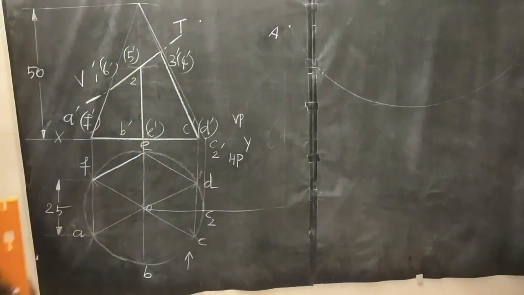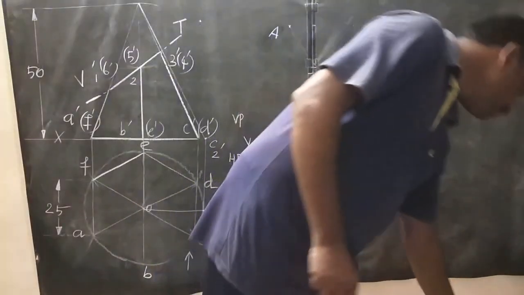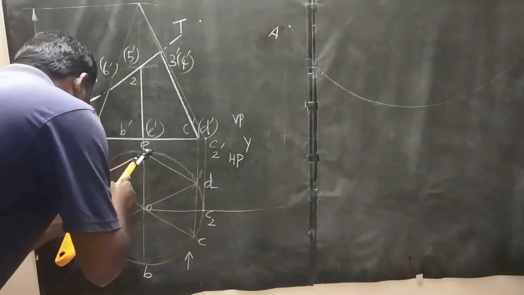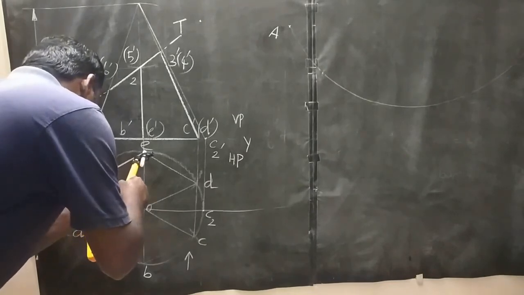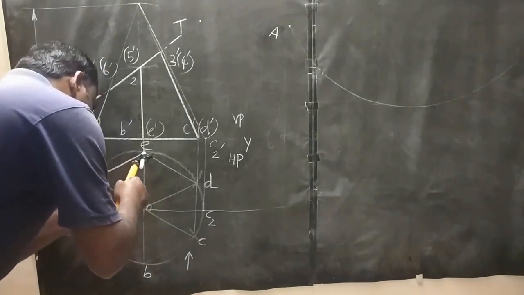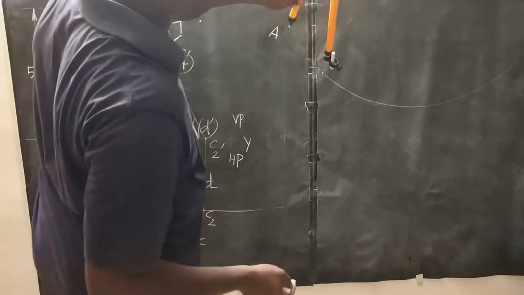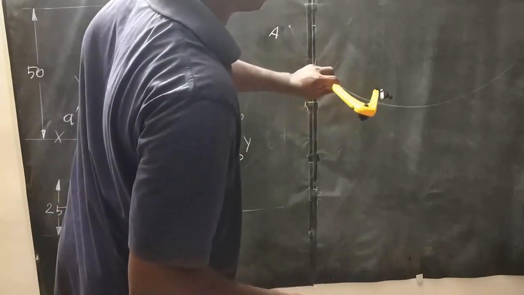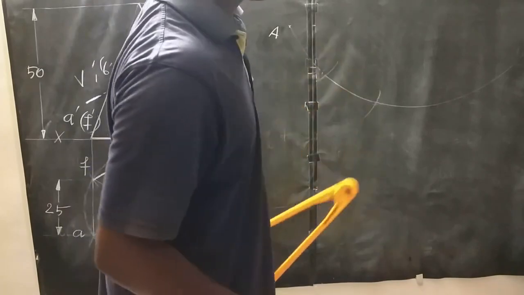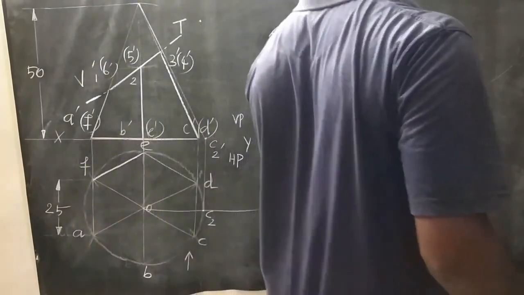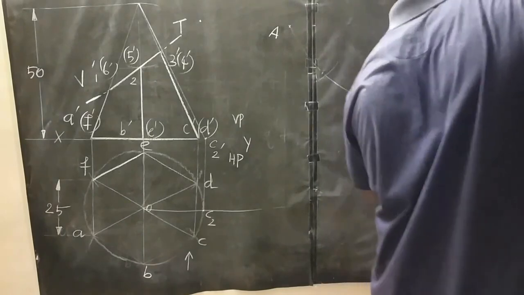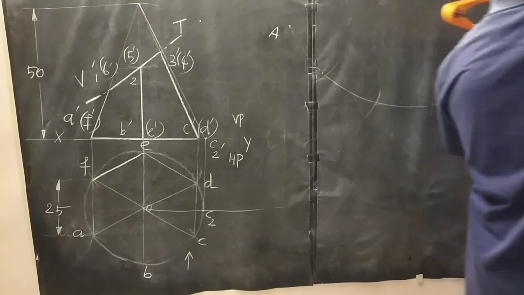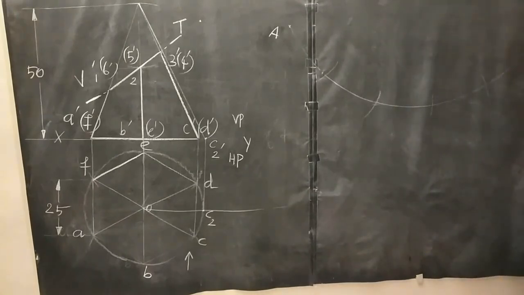After that, 25 mm radius. Why 25 mm? Here base side is 25 mm. So take that distance as radius. I measured this by using this compass. Then point A is center. Then draw one arc on this arc. Then this point is center. Draw one arc on this arc. Like that, draw the 6 arcs on this line: 1, 2, 3, 4, 5, then 6.